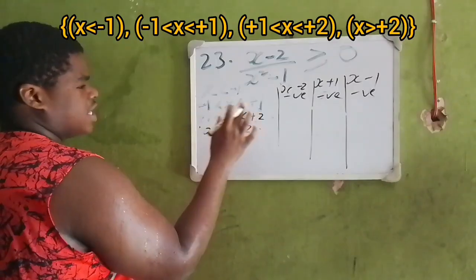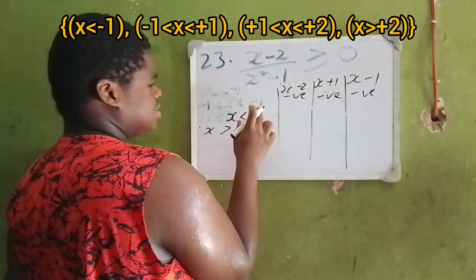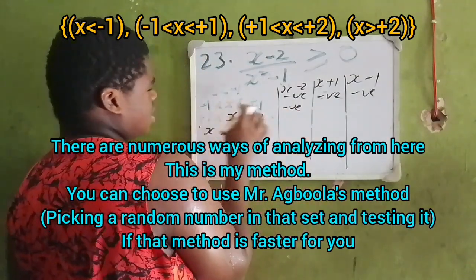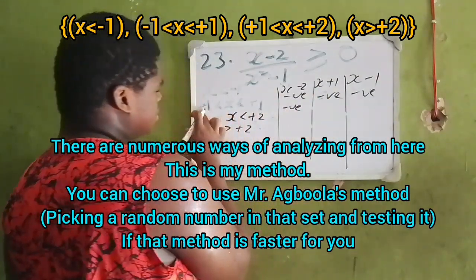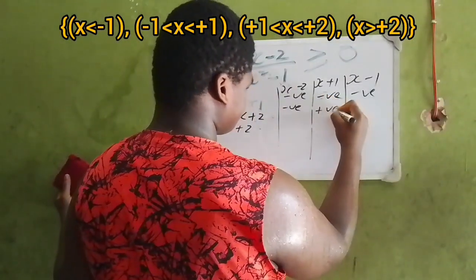When x is between minus 1 and plus 1, x minus 2 will be between minus 3 and minus 1, so that is still going to be negative. When x is between minus 1 and plus 1, x plus 1 is going to be between 0 and plus 2, so that's positive.